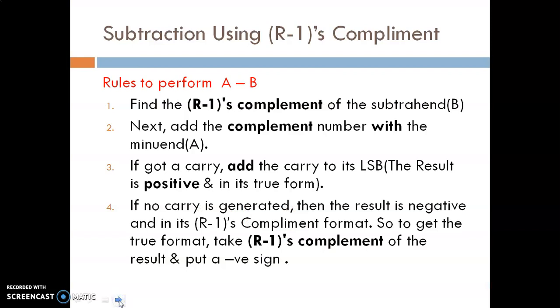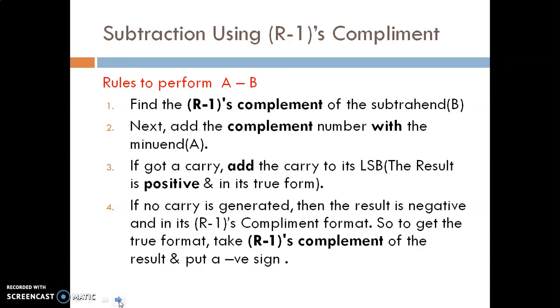So, the rules for the r minus 1 complement subtraction method. We have seen the rules for one's complement subtraction in the binary number system. So here we are making it general, that is for r minus 1. For binary, it is 2 minus 1, that is the one's complement method.